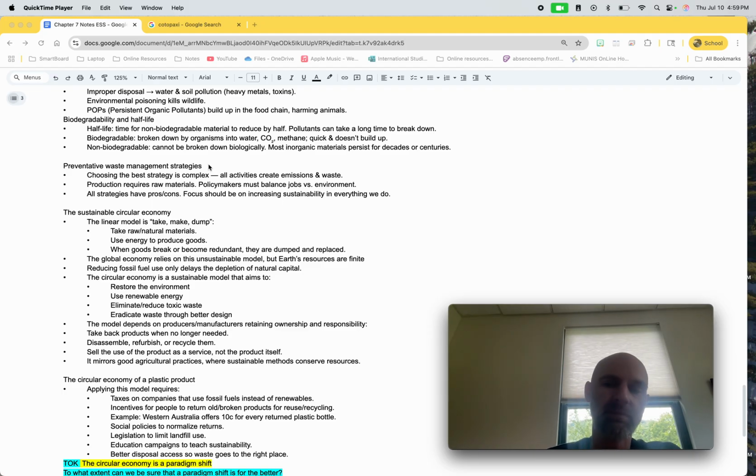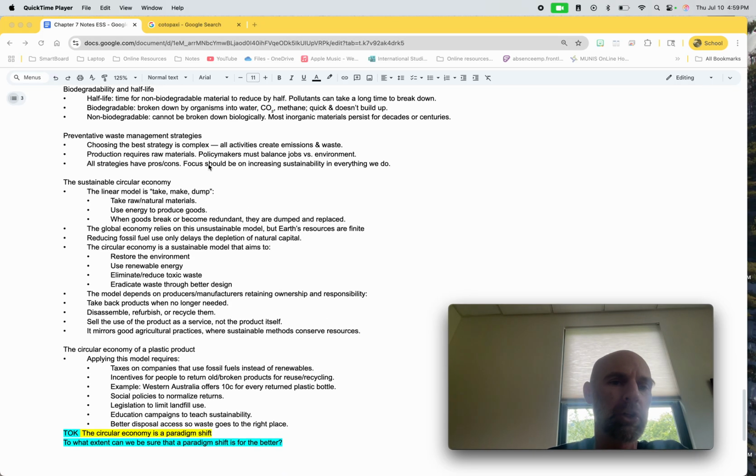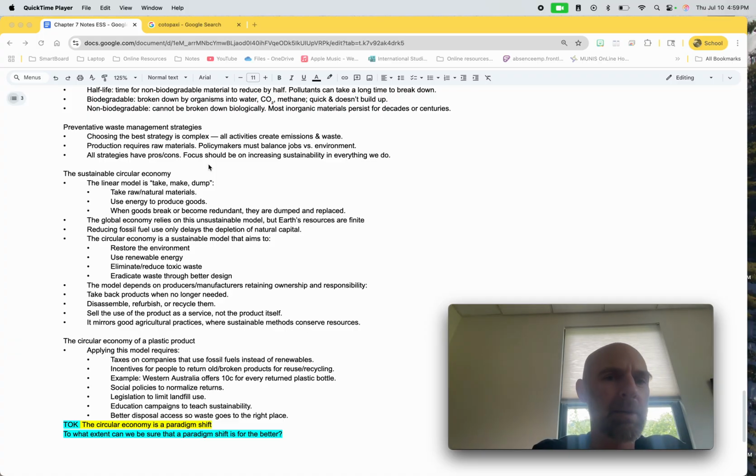So, the sustainable circular economy. Circular economy is really pretty cool. I'm interested in it. I think we're going to do something with it in class, so we're not going to go into it too much here, but the linear model is take, make, and dump. That's currently what we have. It takes raw materials, natural materials, and uses energy to produce goods. When goods break down or become redundant, they're dumped and replaced. And we just get new raw materials, more energy to make things.